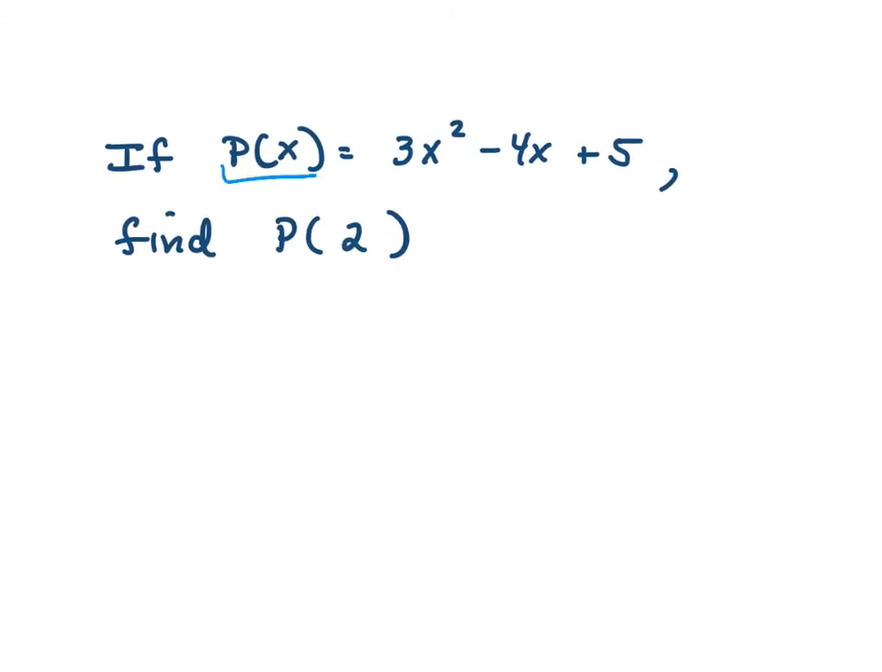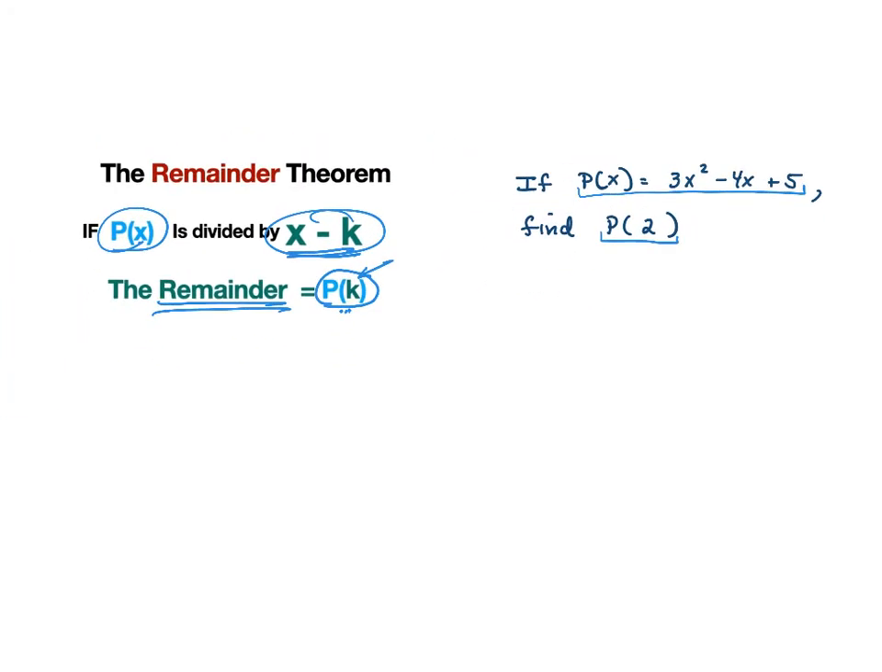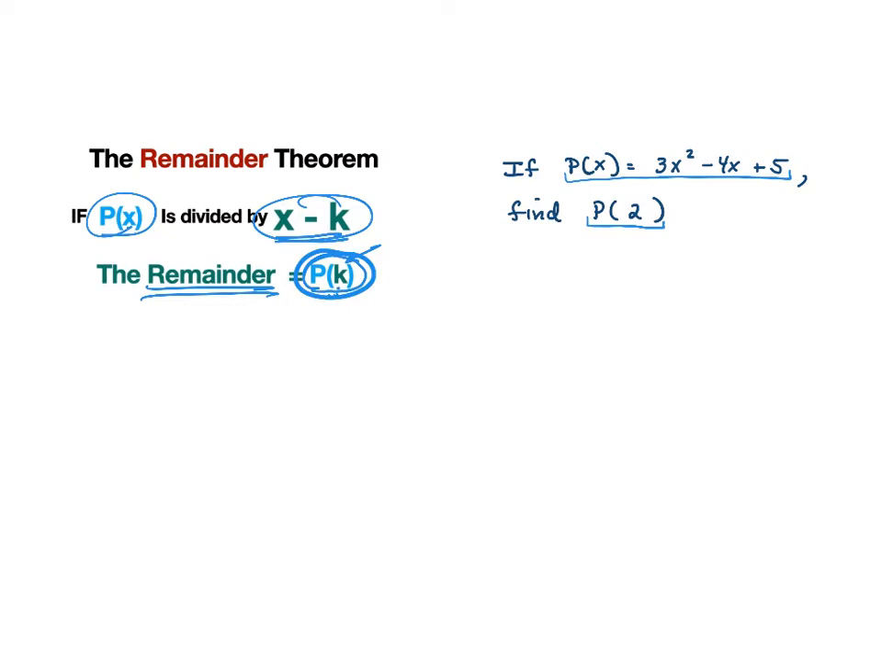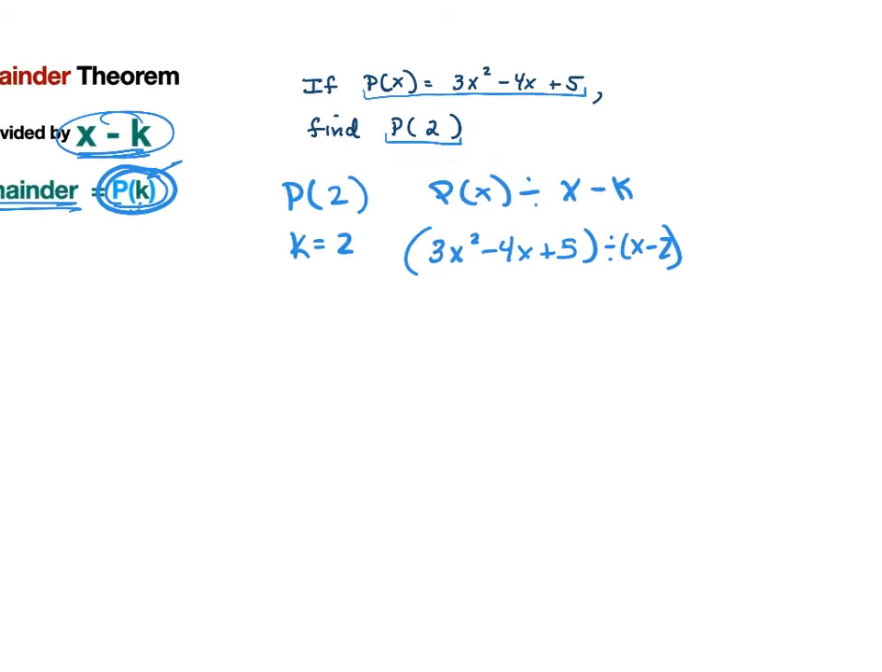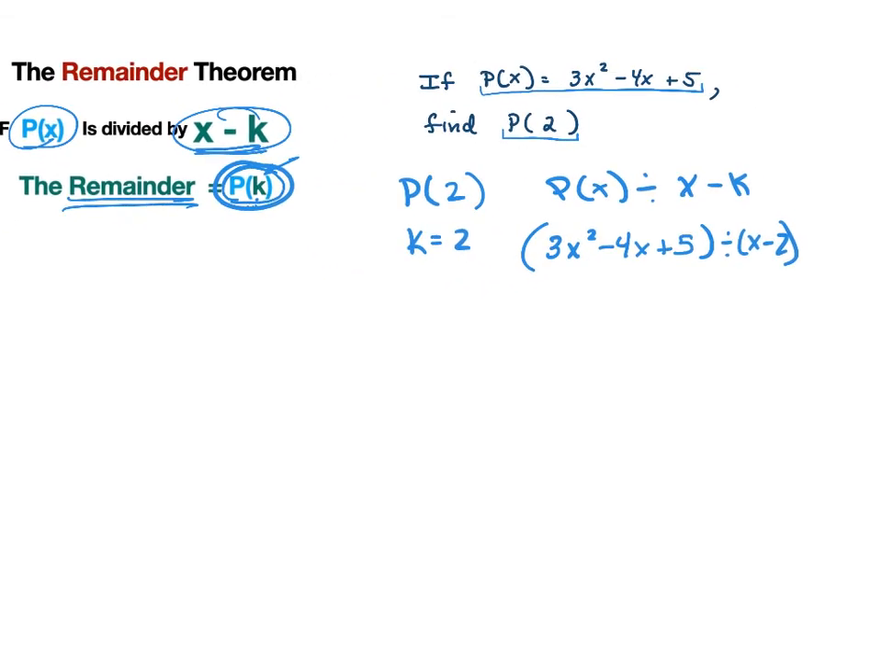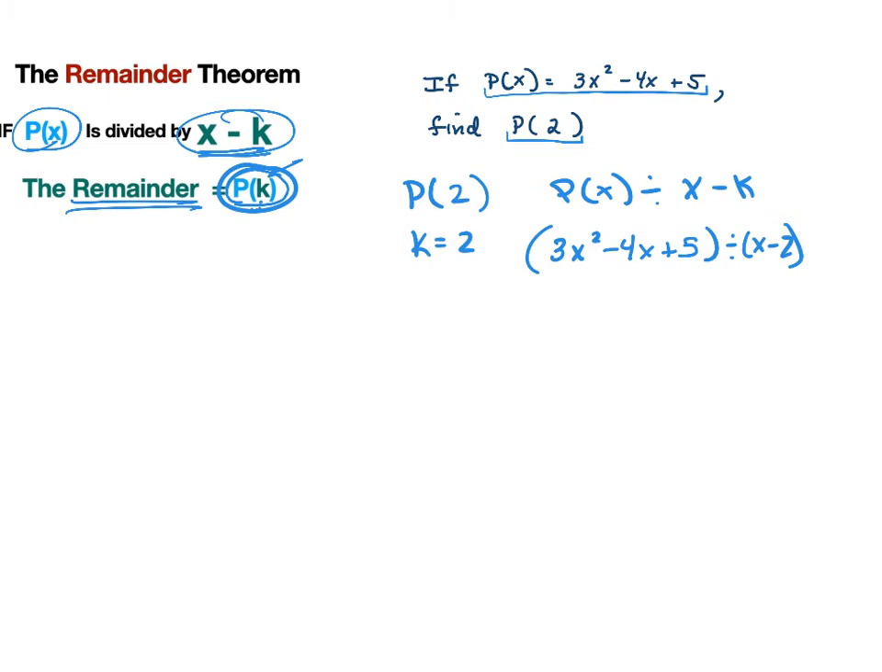So here I have a polynomial, and they'd like me to find the p of 2. This theorem over here says, if I want to find the p of k, k equals 2, I have to divide my polynomial, p of x, by x minus k. So I want to do 3x squared minus 4x plus 5, and I want to divide it by x minus 2. Kind of run out of room there. And that's what the theorem says. It says, if I do that division, the remainder will give me the p of 2.